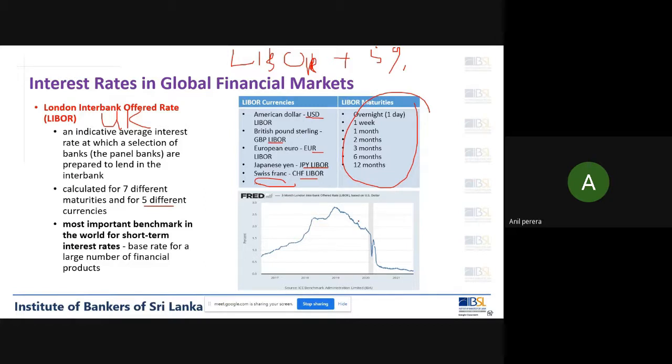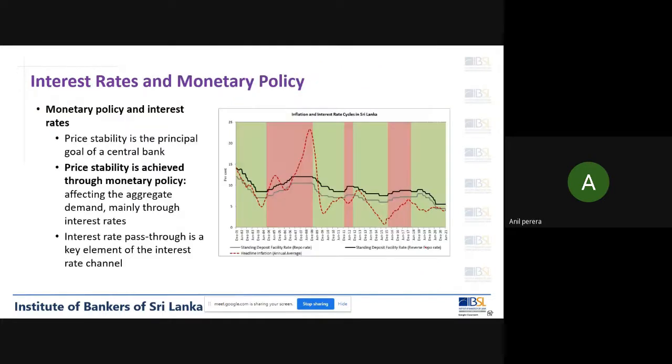So if you look at the movements of the interest rate, you will see even LIBOR is at very low levels because of the current crises in the markets and most of the economies. These rates have also become very low.